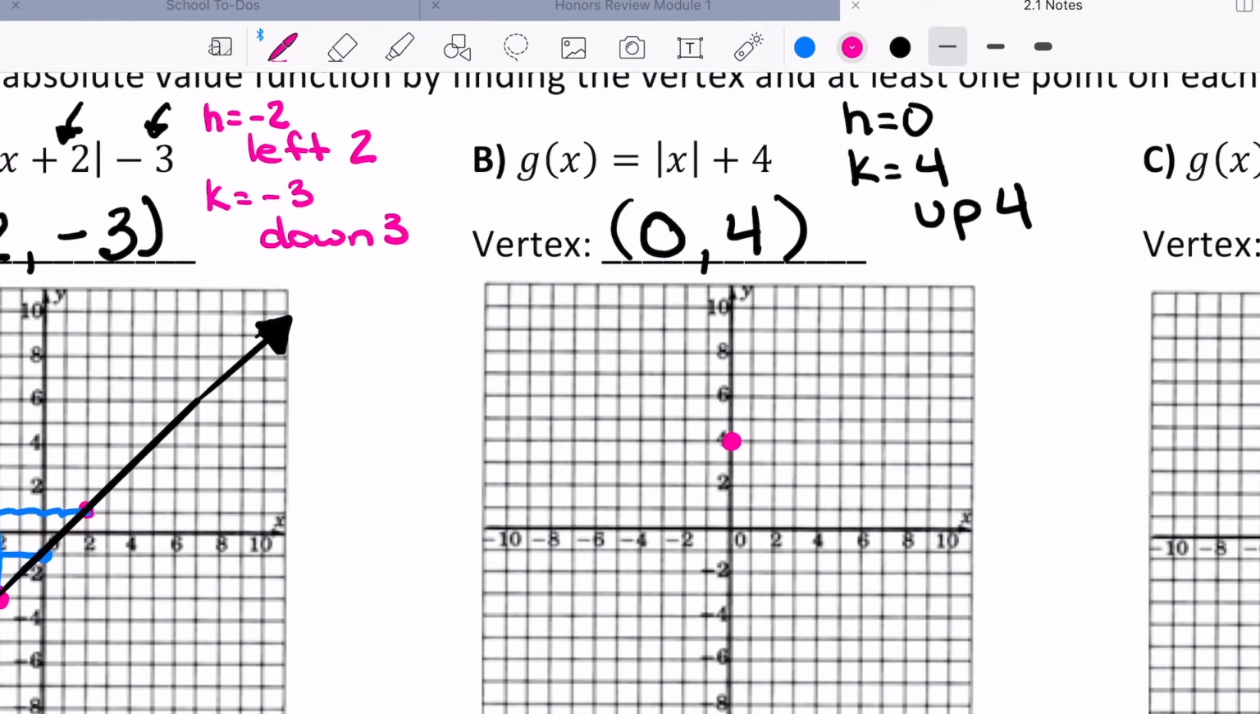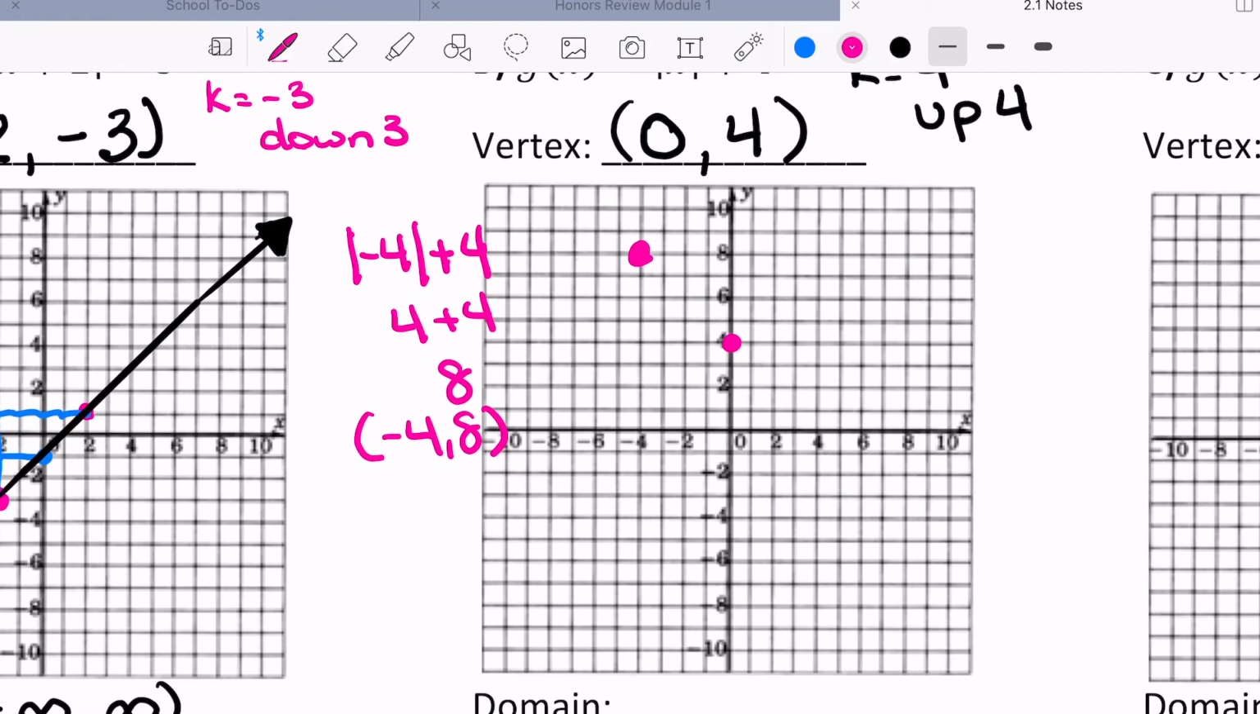So let's see, to the left of 0, I'm going to use -4. And it doesn't matter, you can pick any value you want. Absolute value of -4 is +4. 4 plus 4 is 8. So I have a point at -4, 8. There we go. And to the right of 0, let's use +4. Absolute value of 4 is 4. 4 plus 4 is 8.